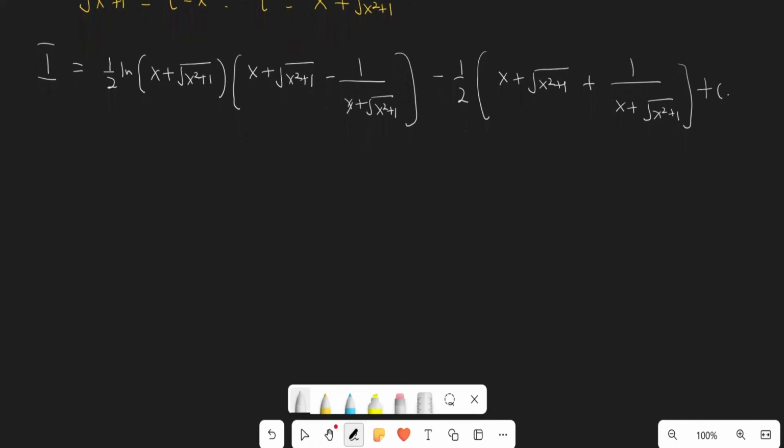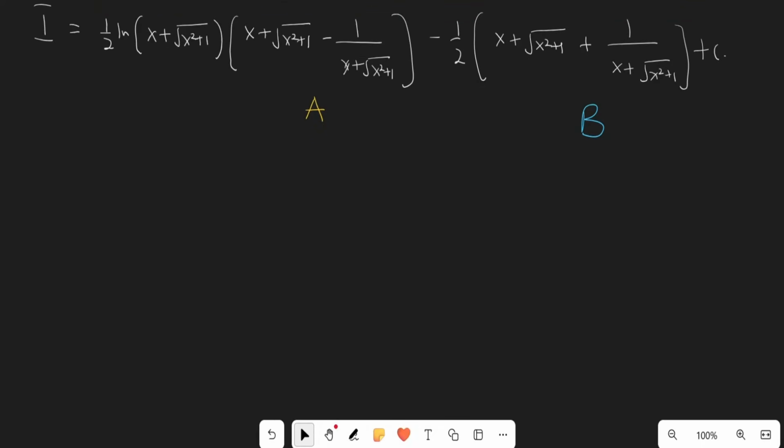So what I'm going to do here, I am going to call this one in this bracket a and call this one b. I'm going to simplify them out, and then I'll just replace them in our integral to see whether it will match our initial answer. Now calculus is done. Now let's deal with this algebra. So a is going to be equal to x plus the square root of x squared plus 1, minus 1 all over x plus the square root of x squared plus 1.